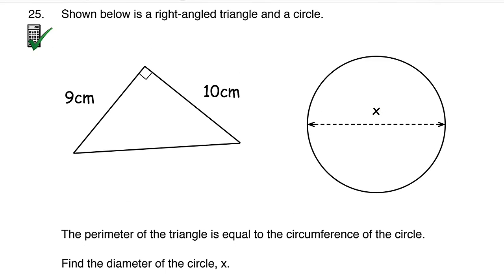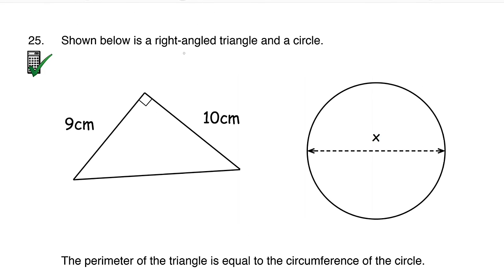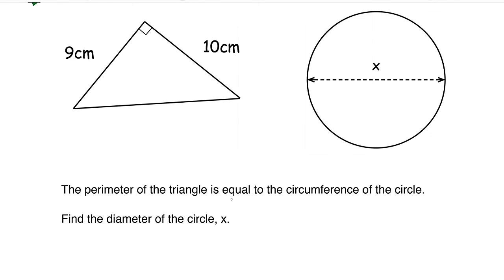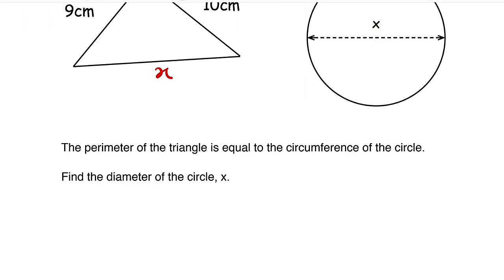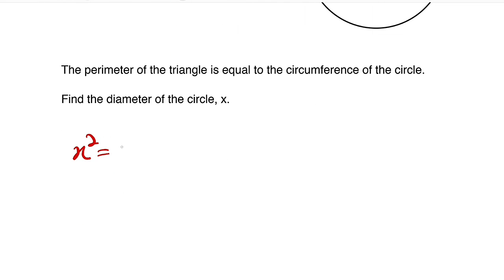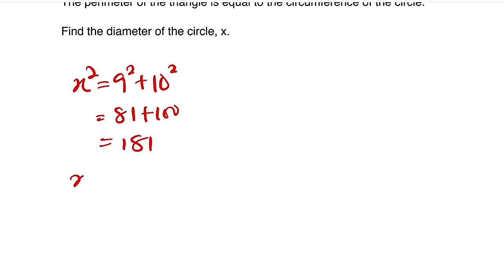Question number 25. All right, shown below is a right angle triangle and a circle. The perimeter of the triangle is equal to the circumference of the circle. We are asked to find the diameter of the circle, which is x. All right, this is the hypotenuse. Let me call it x. So x squared will be equal to 9 squared plus 10 squared. This is 81. This is 100. This is 181, right? And hence x will be equal to the square root of 181.